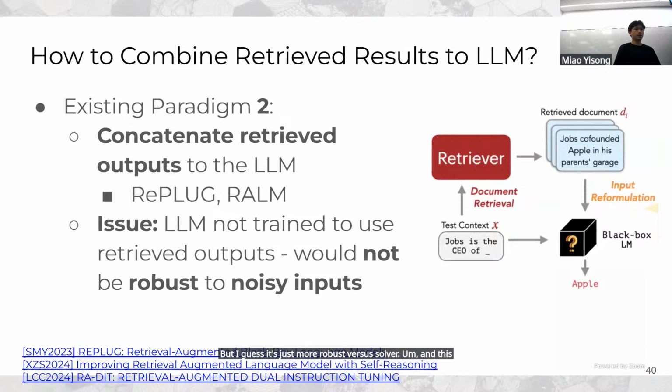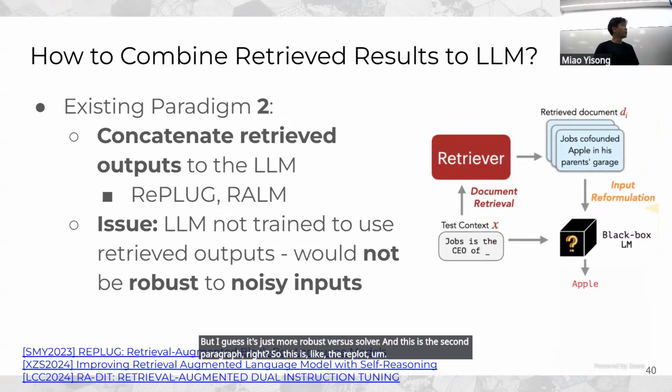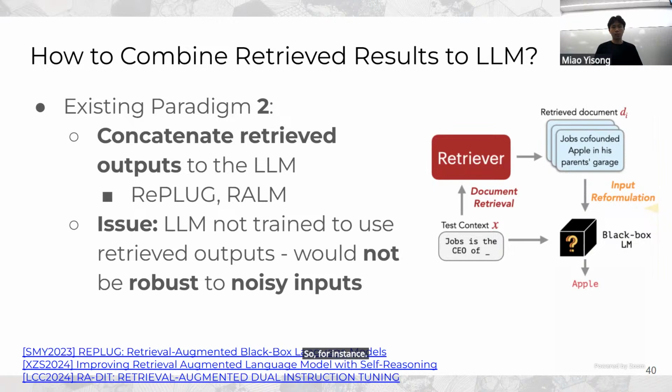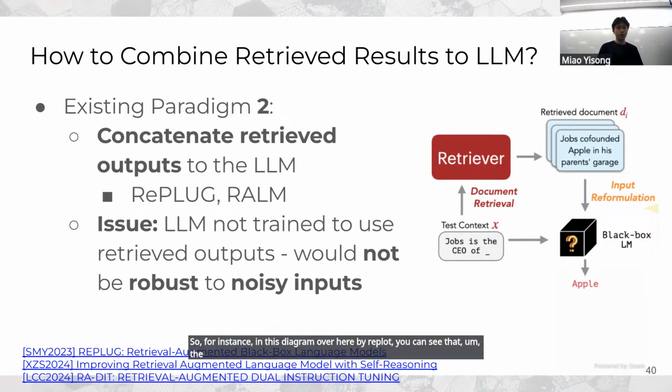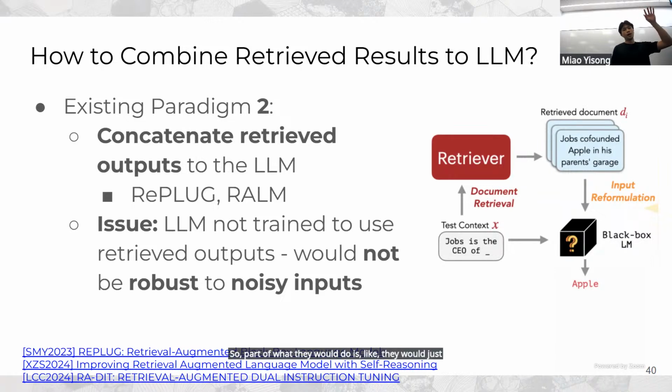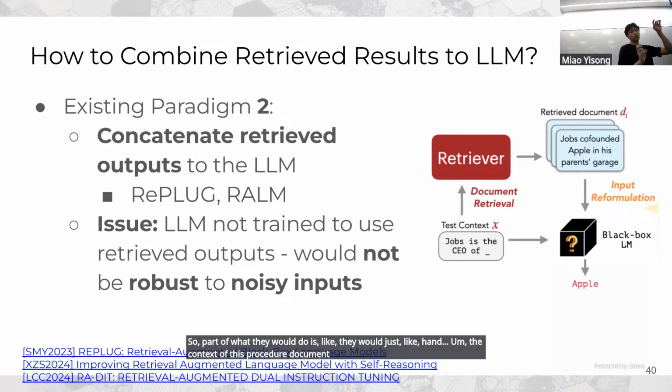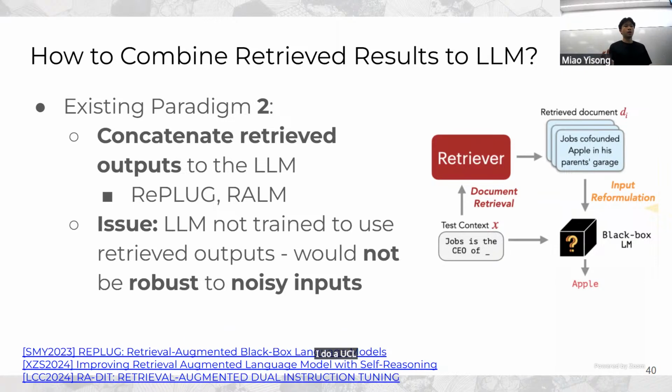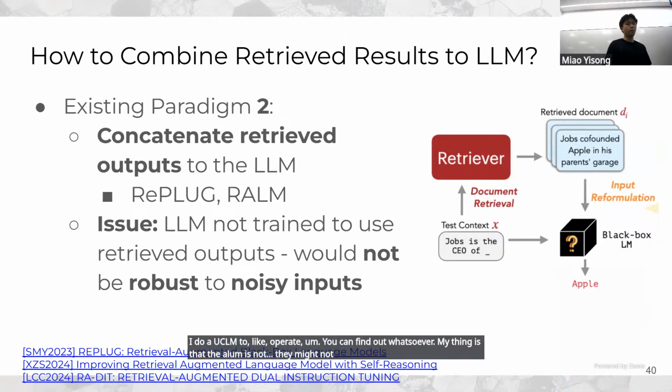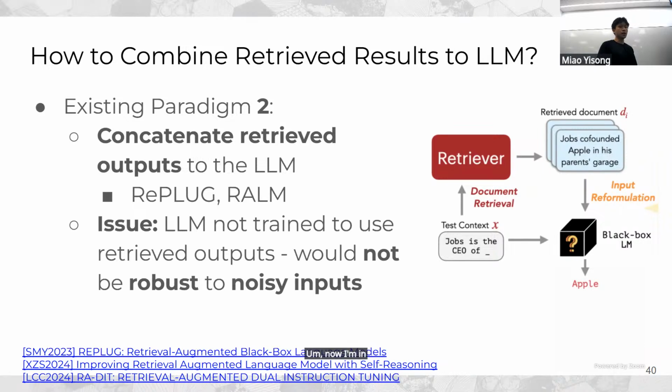And this is the second paradigm, right? This is the REPLUG paradigm. It just concatenates the retrieved outputs into the LLM. For instance, in this diagram by REPLUG, you can see that the context is "Steve Jobs CEO of", and the retrieved document is "Jobs co-founder Apple and his parents", right? So what they would do is just prepend the context of this retrieved document to a test context, and they will use the LLM to output the final answer. But the LLM might not be trained to use the retrieved outputs, because the LLM in this case is frozen, and the only thing that's trainable is actually the retriever.